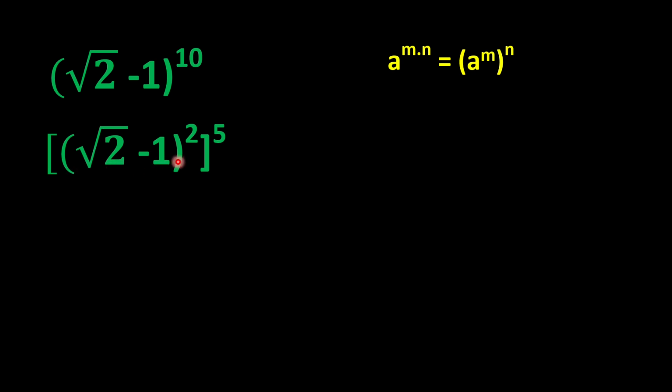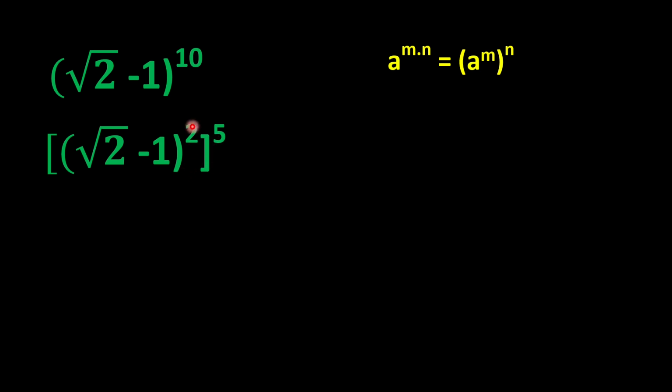So as I told, we will use the direct method. According to the exponent rule, if we have a power m into n, we can write this as a power m power n. This is called the power of power rule. According to this rule, we can write this question as (under root 2 minus 1) square, all power 5.